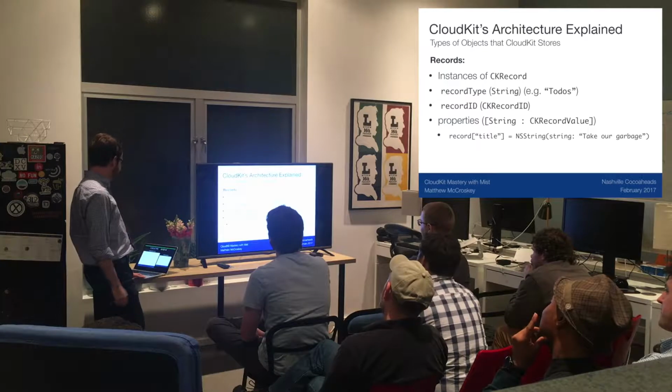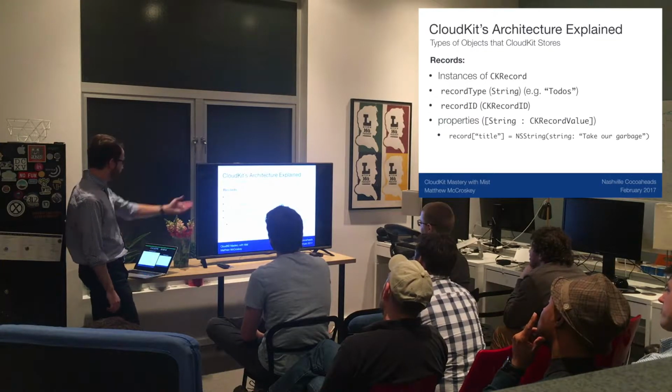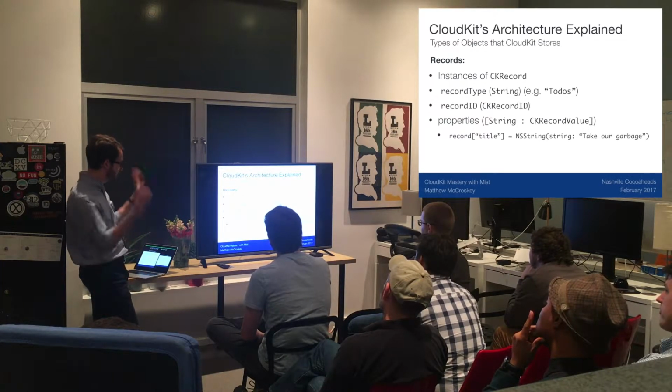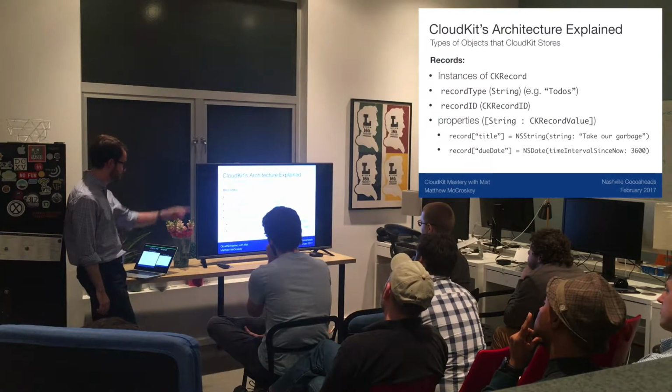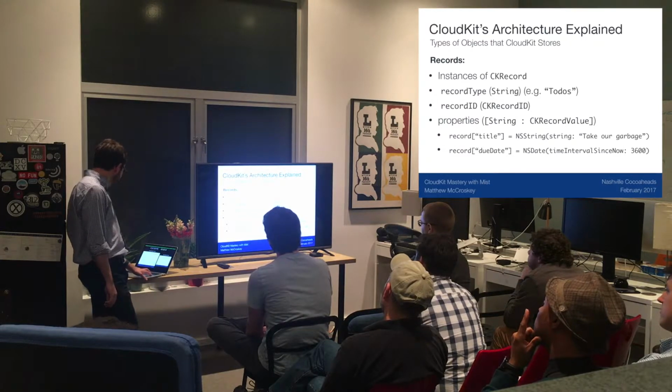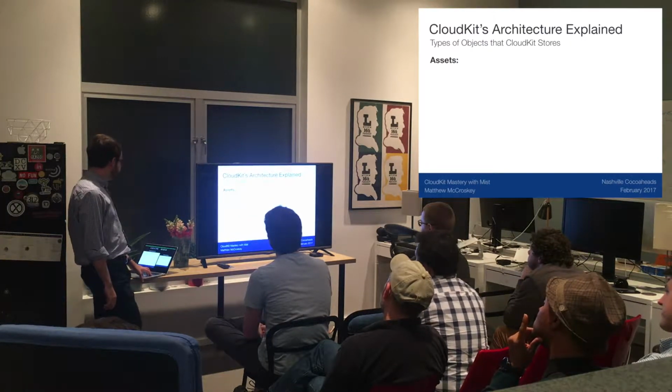So this would be an example. If you have a record, you can set its title like that. You provide the key title and a string, take out the garbage if that's your to-do, and the due date would be a date that's an hour from now. So that's records.